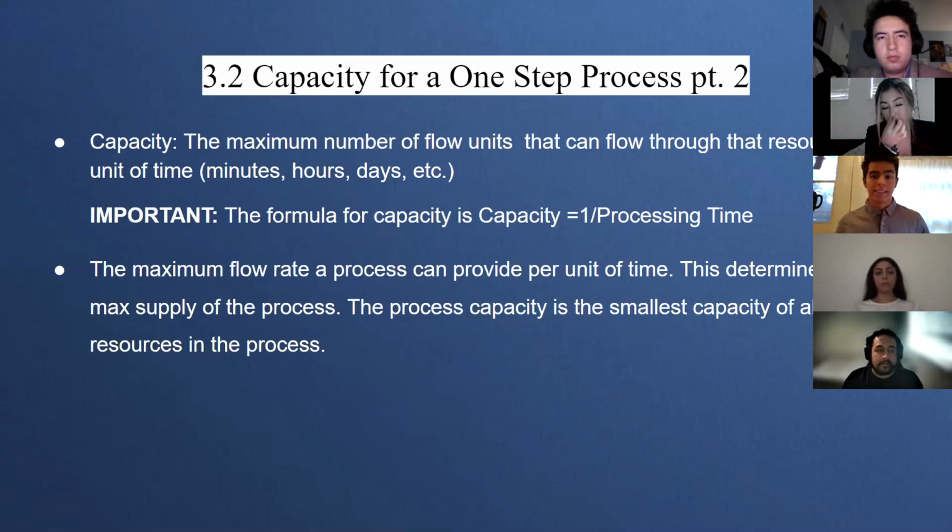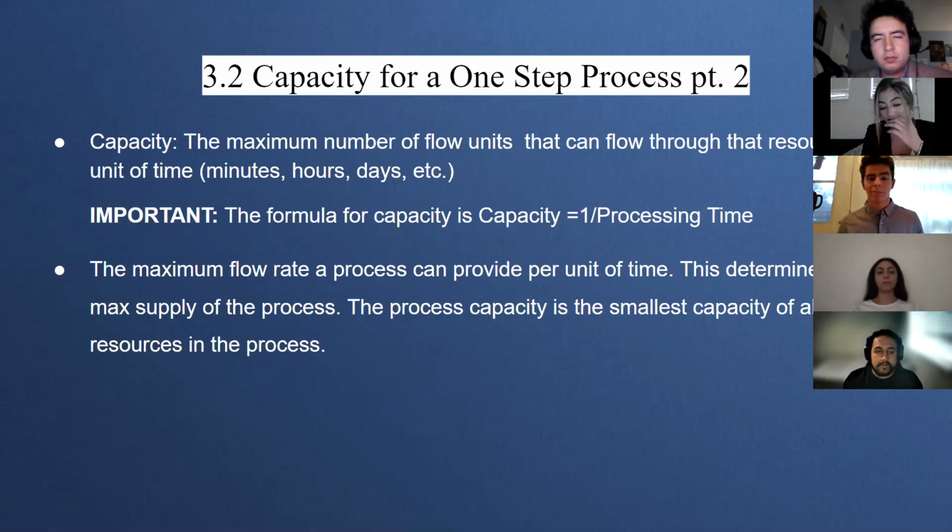The next part is really important that you remember, just because I have a feeling we'll be using it. You want to know the formula for the capacity. The formula for capacity is capacity equals 1 divided by the processing time. Like I said, the processing time is how long it takes for something to be completed. Like the amount of time a Subway employee uses to make a sandwich, that's going to be the processing time. And then we're going to talk about the maximum flow rate.